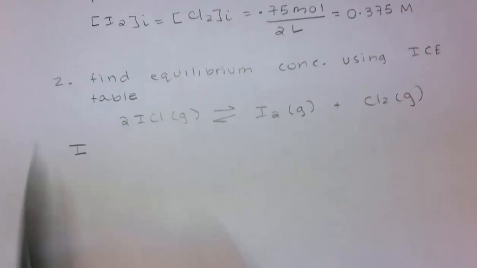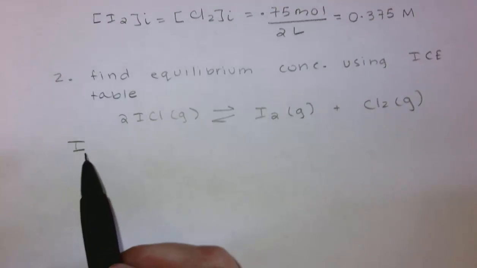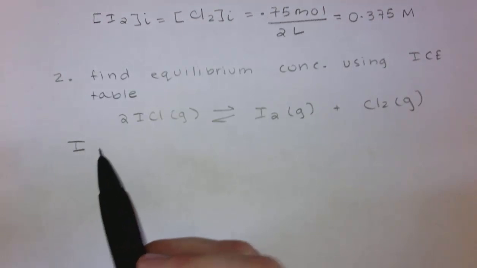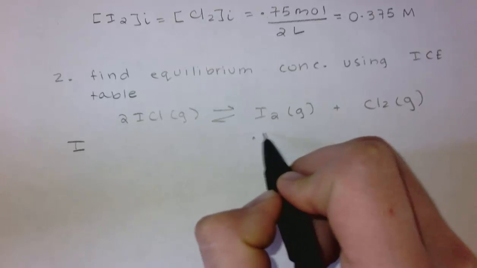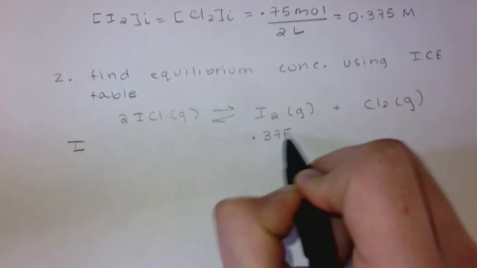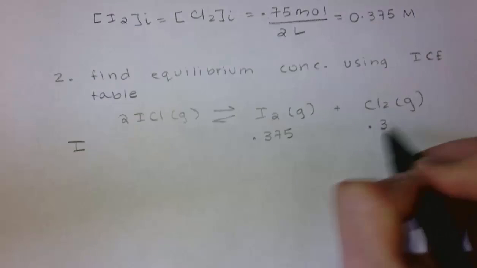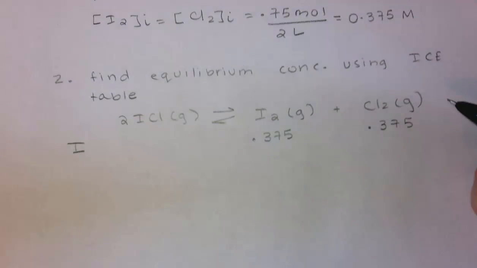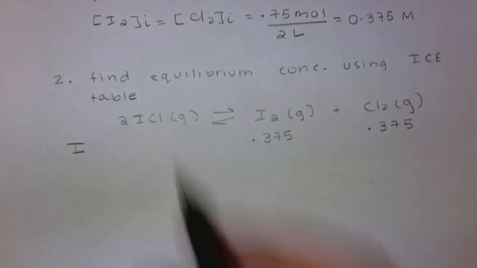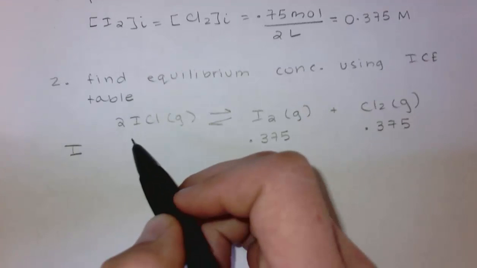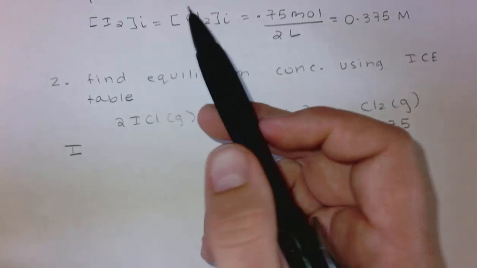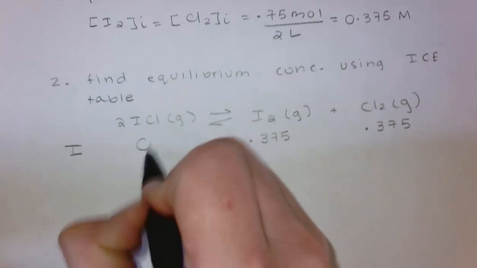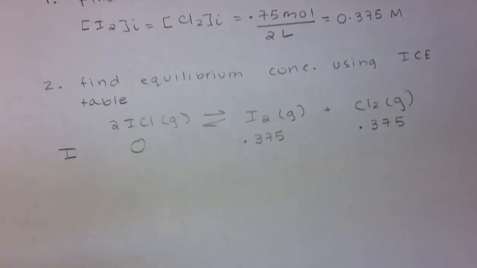So I is my initial concentration that I have, and we just calculated that for iodine and chlorine, so we have 0.375 for each. And we don't have any iodine monochloride to start with. That wasn't initially present given our problem statement. So we have none of that.